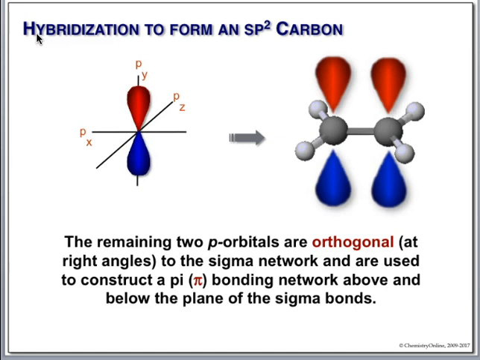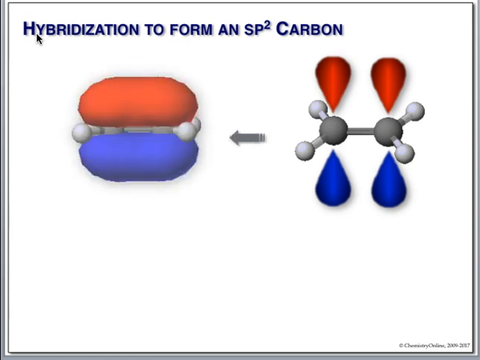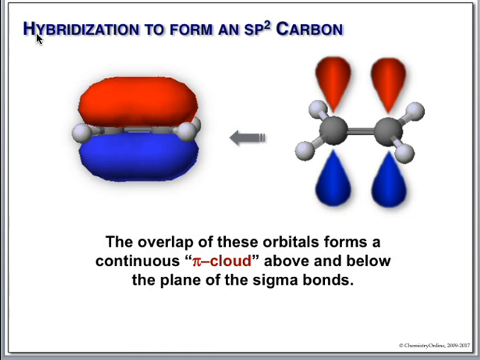Now, when these orbitals are aligned the way I've shown them, they overlap. That means that the electrons mingle, and they form a hot dog bun. This is called a pi orbital, and it really is a hot dog bun. I will cut it in half.